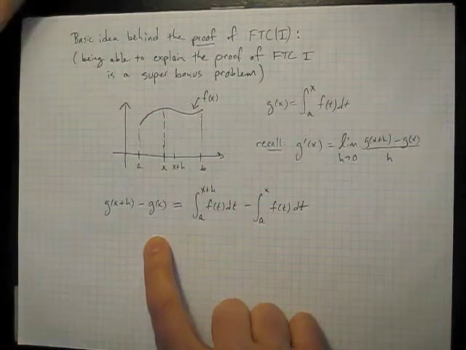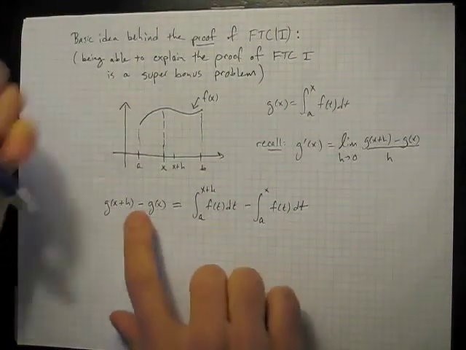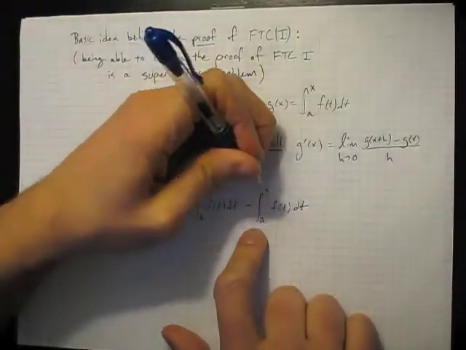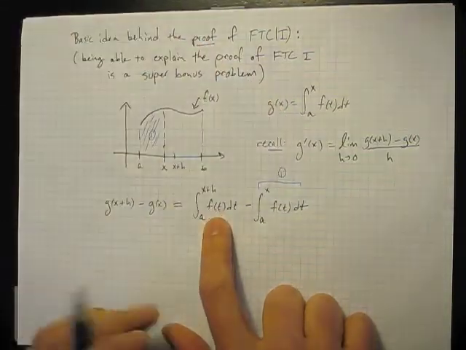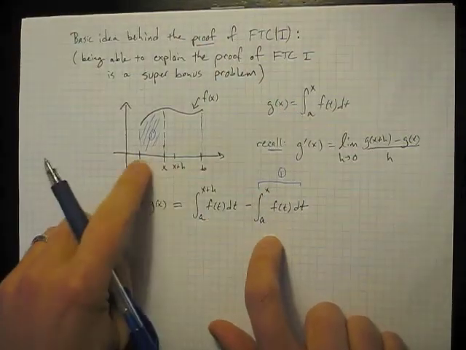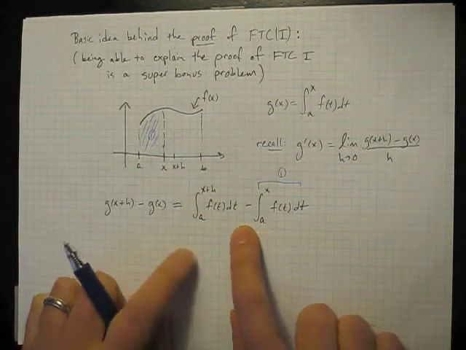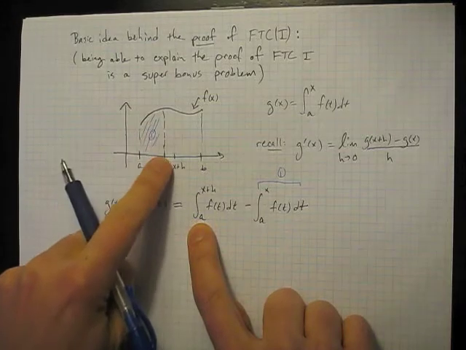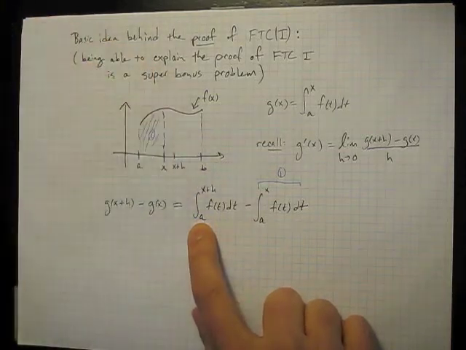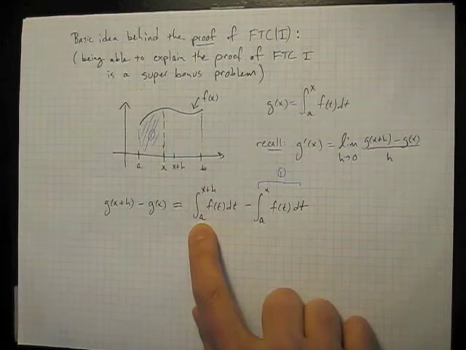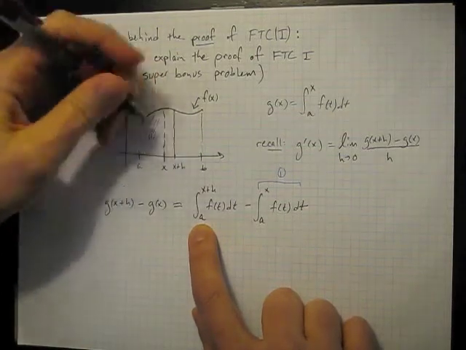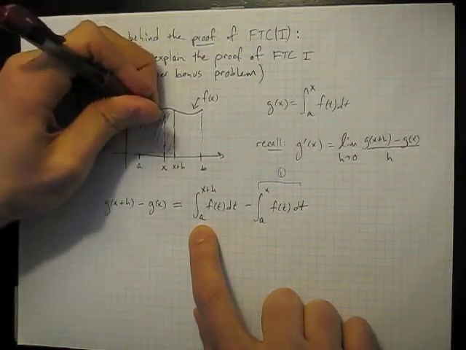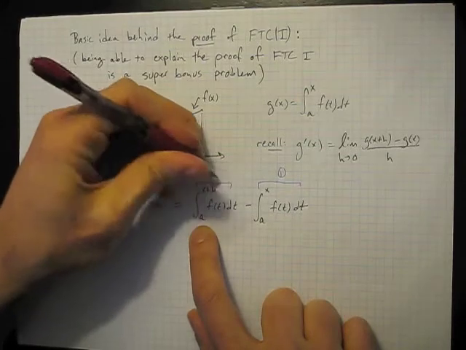So this integral from a to x is, let's see, I want another color here. I do. So let's call this area 1. That integral right here from a to x is just that area right there, that signed area. Now, this area from a to x plus h is all of 1 plus a little bit more area. It's all of this area as well, so we'll call this area 2.